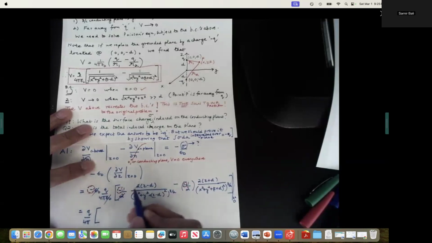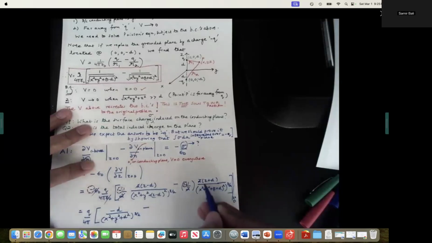And by the way, these 2's cancel. So minus signs have gone away. I'm left with a minus d over x squared plus y squared plus z is 0. So d squared, 3 halves. And I have from here, there's a minus sign, and I get another d. And the denominator is going to be the same.